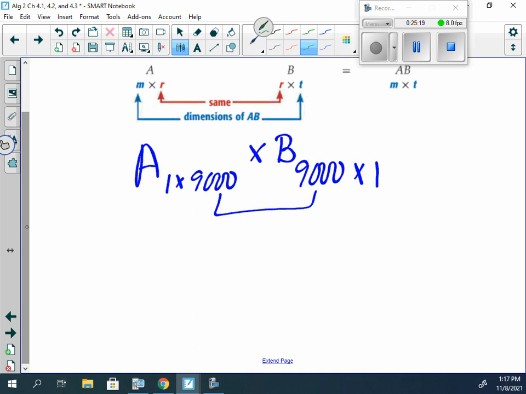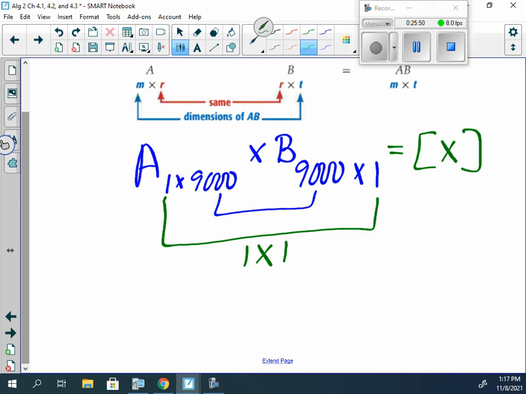Now the new dimensions will be the rows of the first by the columns of the second. So what's our new dimensions going to be? Well, 1 by 1 is a single element. So the multiplication of 1 by 9,000 and 9,000 by 1 is actually a 1 by 1. So really when you multiply this, it would just be whatever the number is.